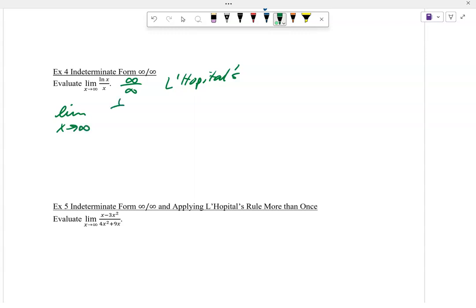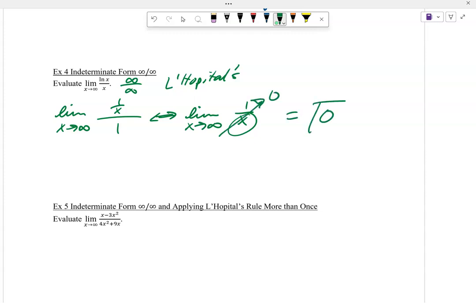The derivative of the natural log is 1 over x. And the derivative of x on the bottom there is just a 1. And so we have the limit as x approaches infinity of 1 over x. Well, as x gets increasingly large, 1 over a huge number goes to 0. So our answer just ends up being 0. So this is a situation, again, with infinity over infinity, so we use L'Hopital's rule.